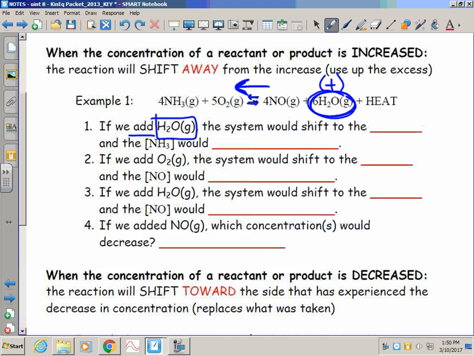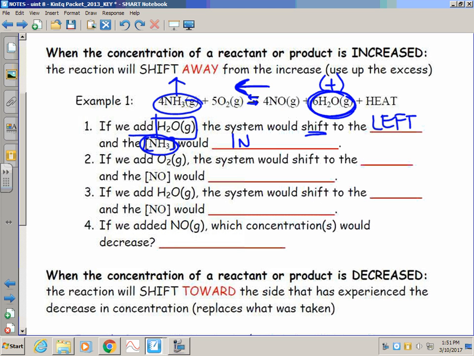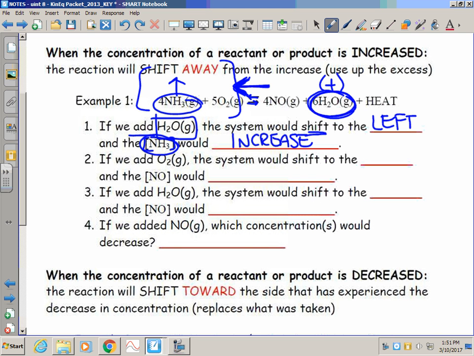Now, when the system shifts to the left, what is that going to do with the NH3 concentration? First of all, we have a shift to the left. And the concentration of NH3, that's what these brackets mean. Let's find NH3. Here it is. If we're shifting toward NH3, that means the NH3 concentration will increase. Okay, that's this arrow here. It means the system shifts to the left, and everything on the left side will increase in concentration. Everything on the right side will decrease in concentration.